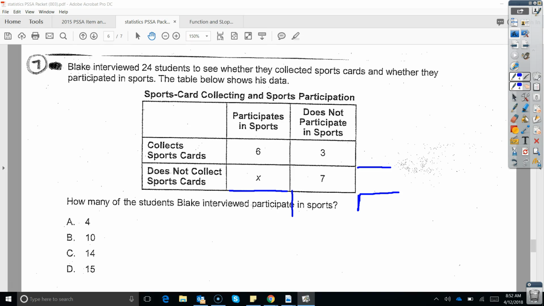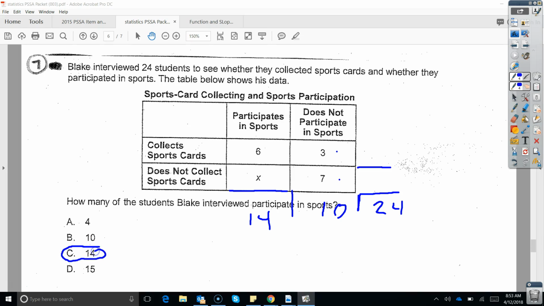If we look back at our problem, they tell us that we have 24 total students. Knowing that we have 24 total students, we're trying to find the total for the column that participates in sports. Let's see what other information I can find. I'm going to add up the kids who do not participate in sports. To do that, I'm going to take 3 plus 7 and get 10. So right now I know that something plus 10 is going to give me 24. In this case, I can quickly solve the problem by taking 24 minus 10 and getting 14. So 14 is our answer.